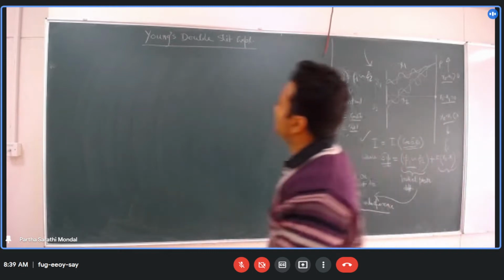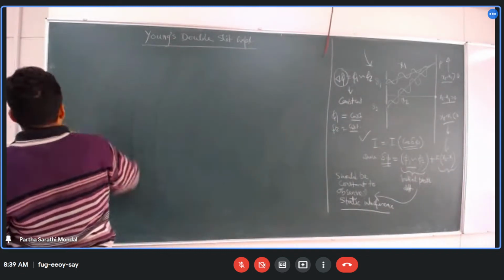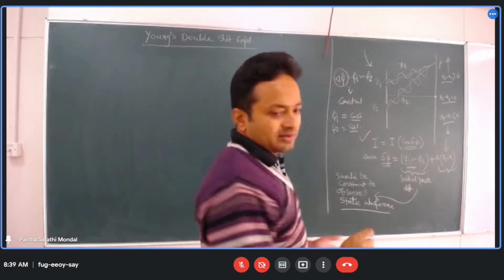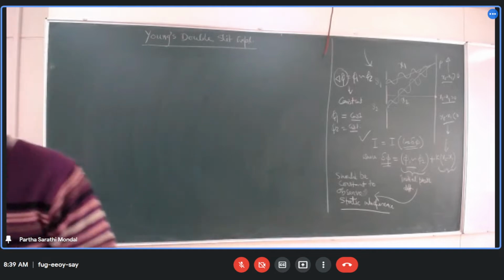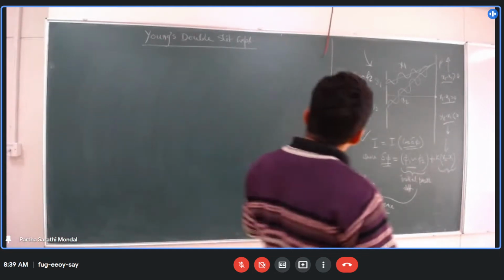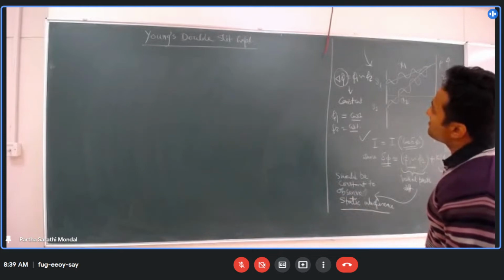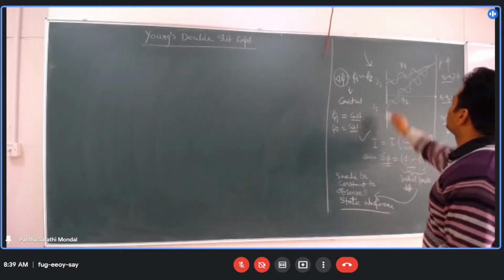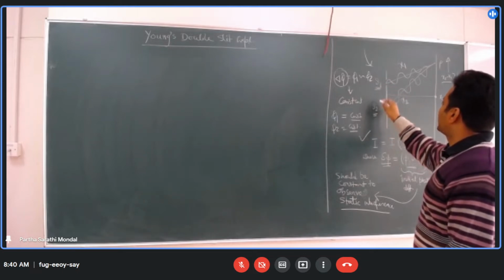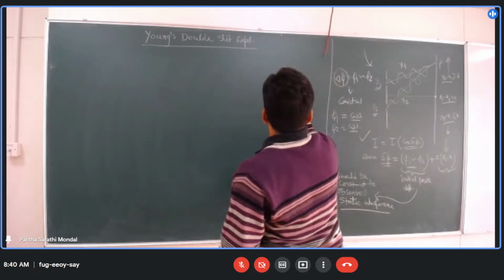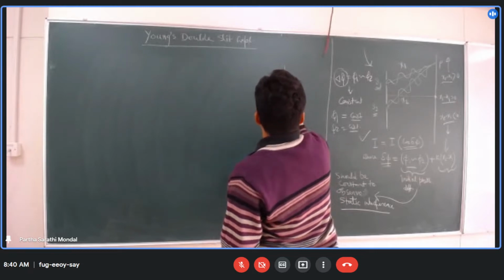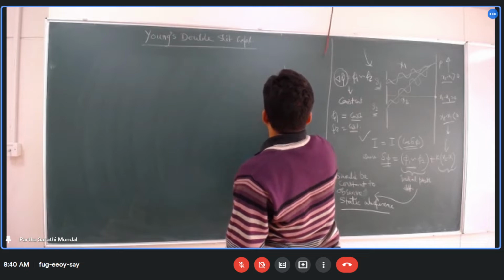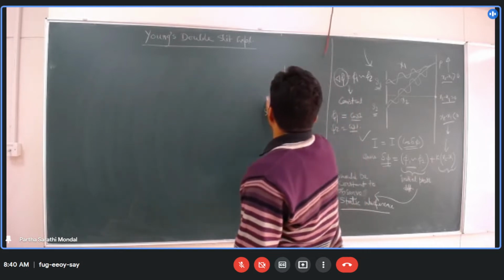So one method is division of wavefront. I told you in the last class that if you have two independent sources, S1 and S2, suppose you have a double slit and you put one candle light here and another candle light here, these are two independent sources.